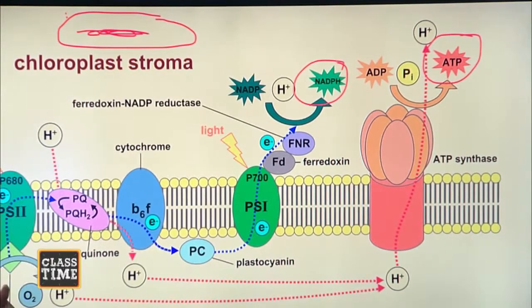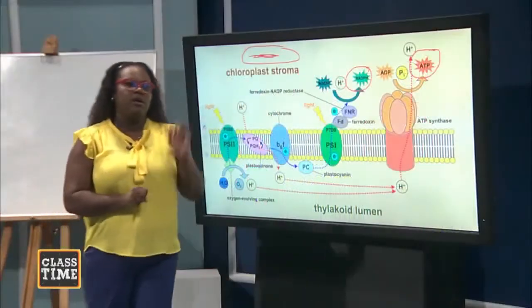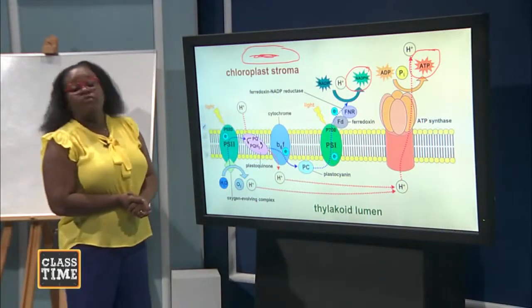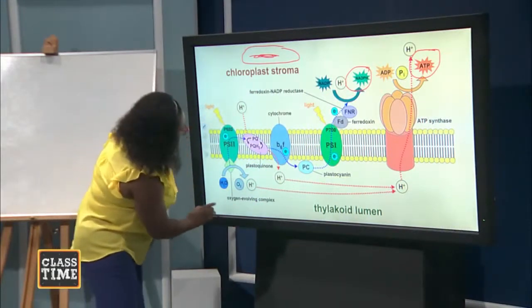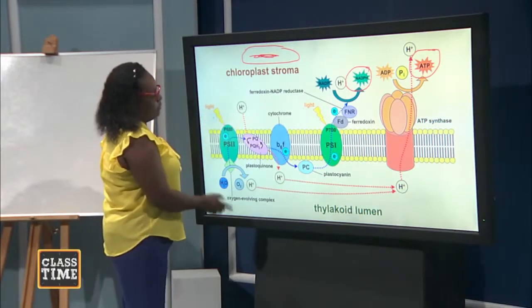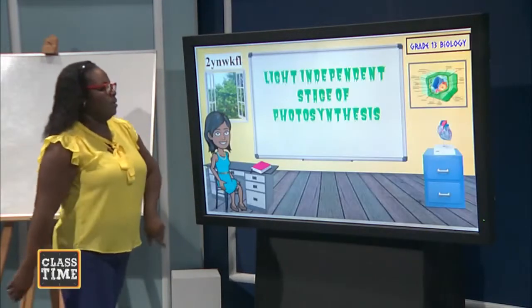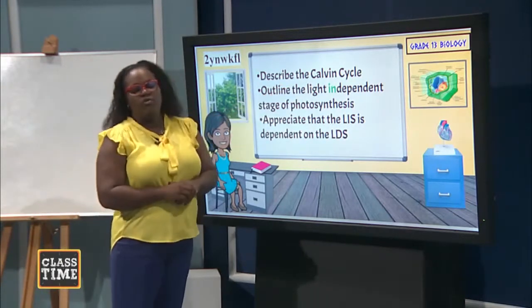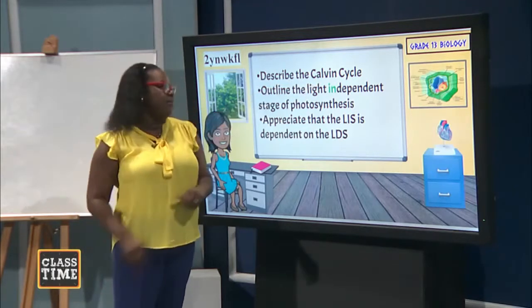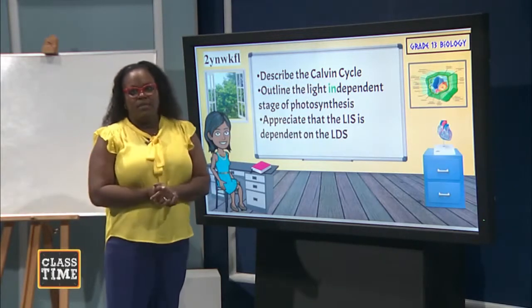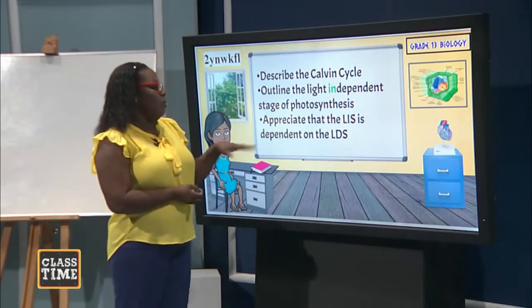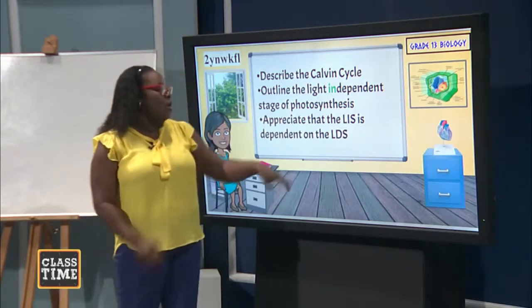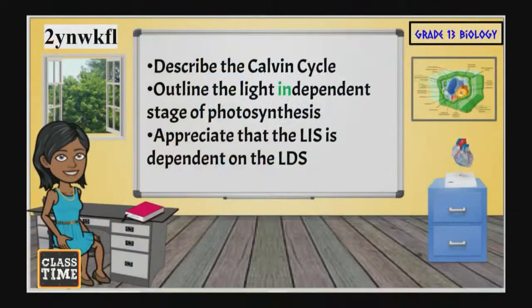so we can go into the next stage of photosynthesis, which will be the major part of today's lesson, okay? So let us get right to it. The light-independent stage of photosynthesis we are going to be doing today is called the Calvin cycle. We are going to outline it in some detail, and hopefully we will appreciate the importance of the light-independent stage, and how it is dependent on the light-dependent stage, which we just did, okay?